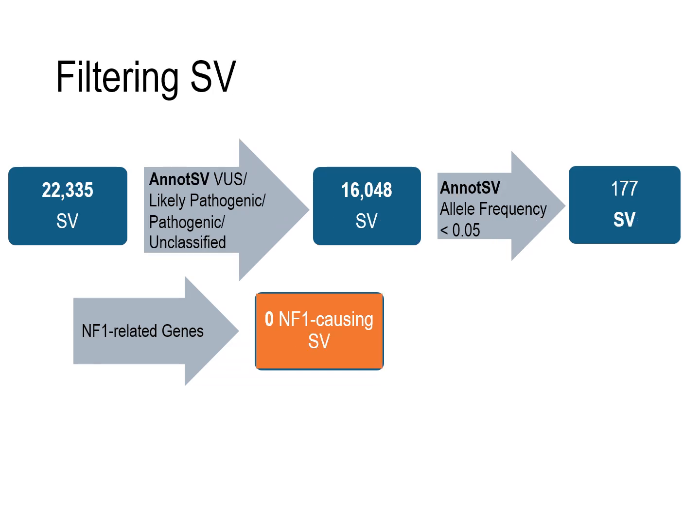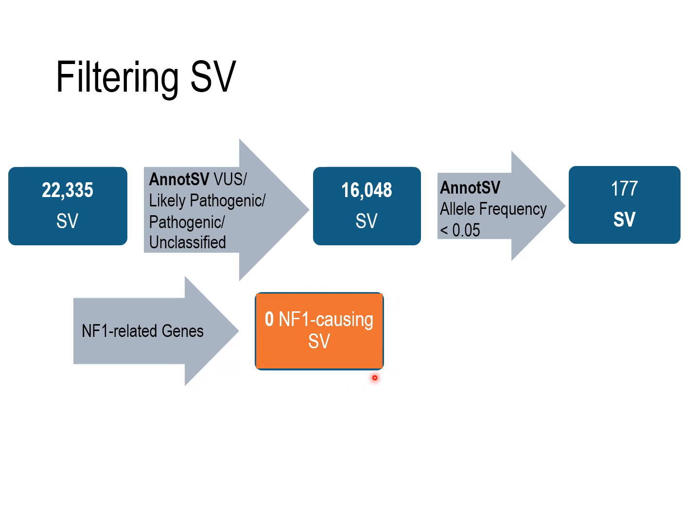Next, we applied the same filtering strategy to structural variants. Starting with over 22,000 SVs, we first filtered for variants classified as VUS, likely pathogenic, or unclassified by NF1, which gave us about 16,000 variants. After applying the allele frequency filter of less than 0.05, we found 177 variants. However, when we looked for variants in the NF1-related genes, none remained.